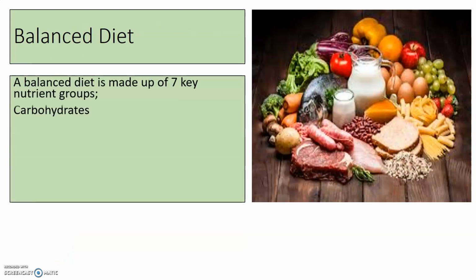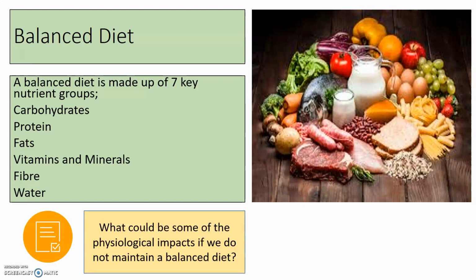When we think about a balanced diet, we're talking about the 7 key nutrients, aren't we, in terms of carbohydrates, proteins, and fats, being the macronutrients, so the main sources of our energy and make up most of our diet. And then we look at vitamins and minerals, fiber, and water. Okay, and more information is in a previous video in regards to nutrition and hydration. Pause your video here. What could be the physiological impacts to the body, to us as human beings, if we don't maintain a balanced diet?